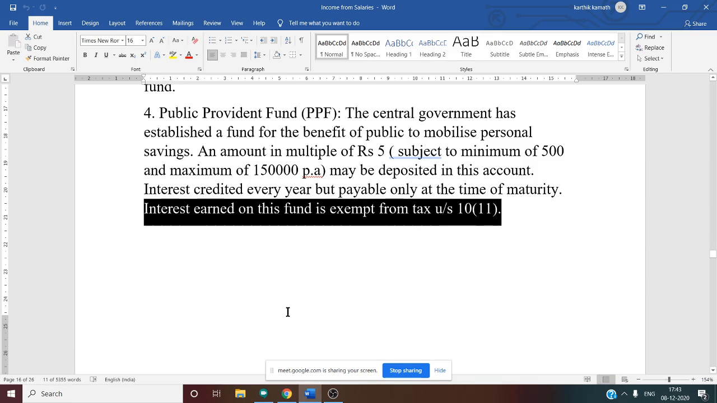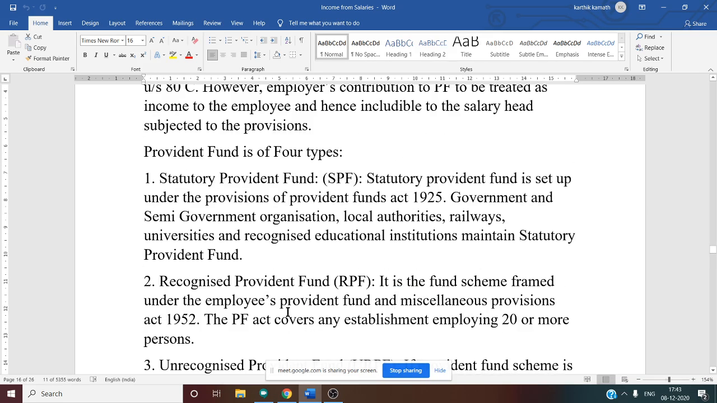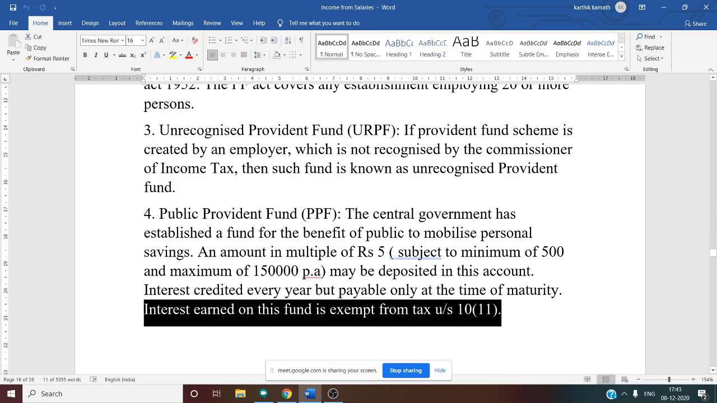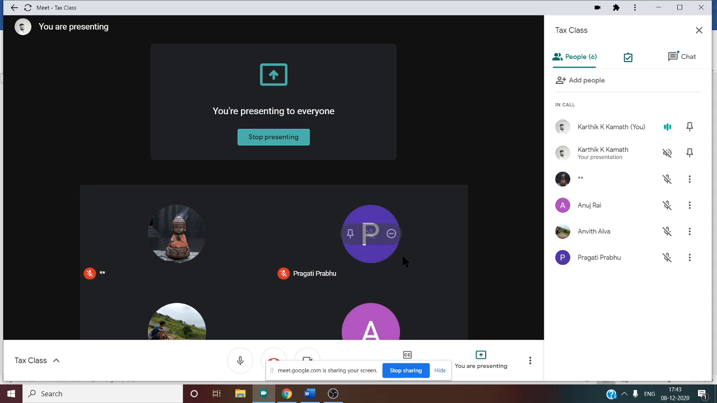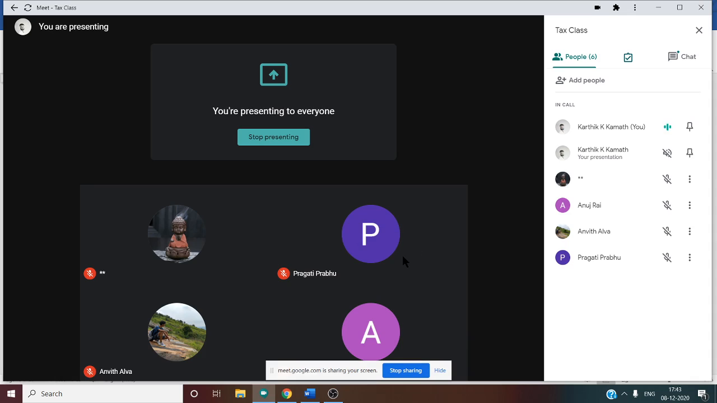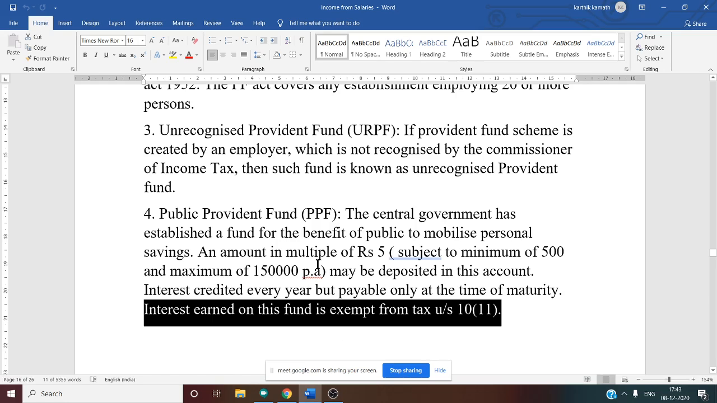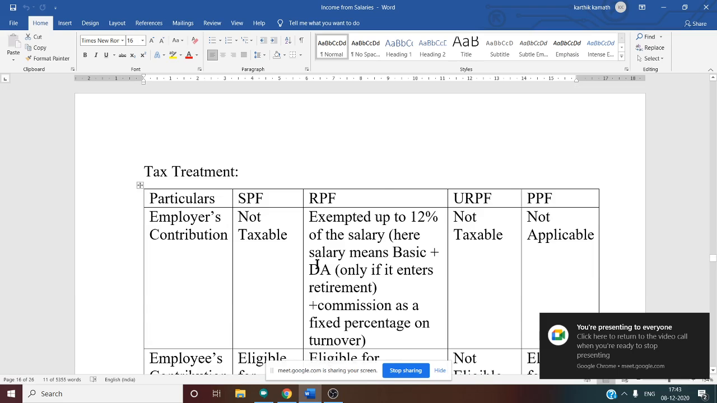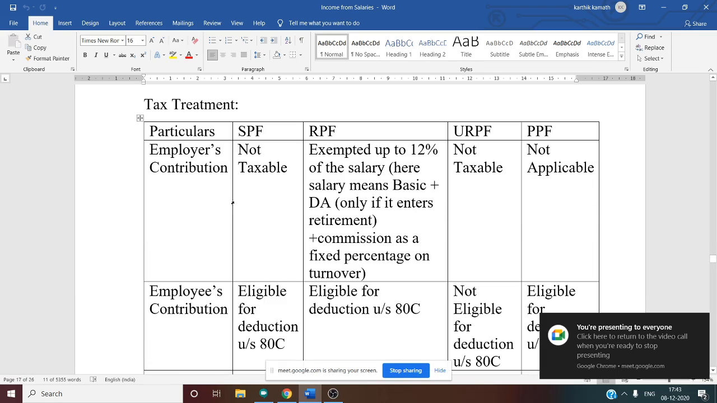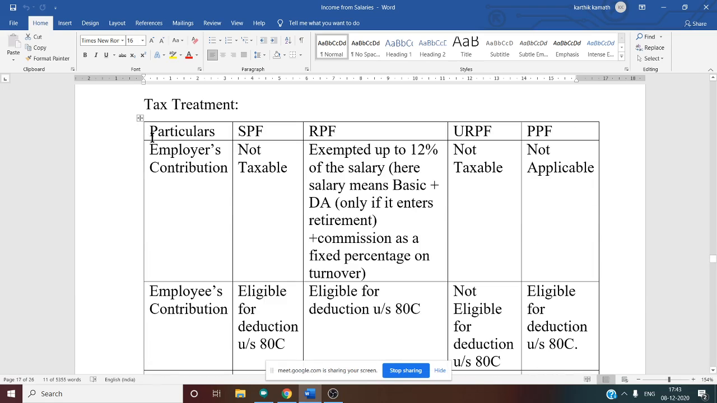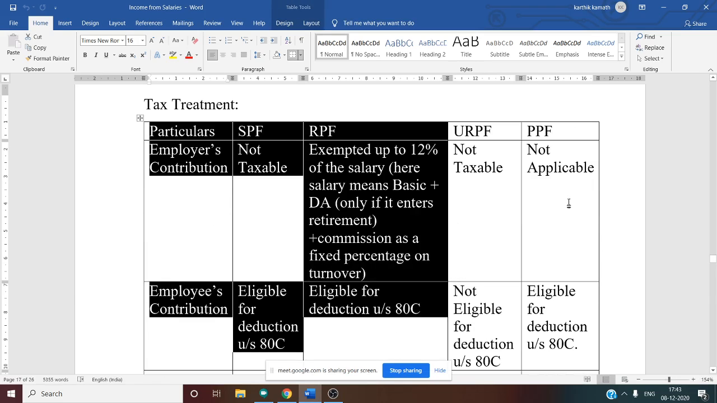So after discussing all four types, that is statutory, recognized, unrecognized, and public provident fund, there is also superannuation fund, where you get your total amount in annuity, that is, on an installment basis. Now let us see the chart, the tax treatment. This is very important from the point of view of examination. This chart is very important.